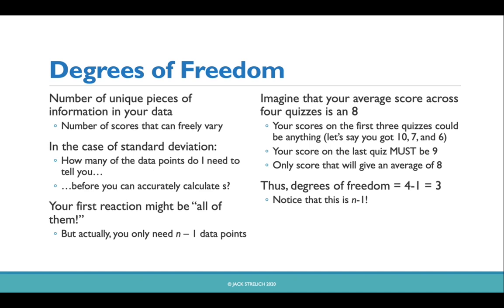As an example, imagine that your average score across 4 quizzes is an 8. Your scores on the first 3 quizzes could be absolutely anything. Let's say that you got a 10, a 7, and a 6. However, in this case, your score on the last quiz must be a 9, because this is the only score that will give you an average of 8. Thus, in this example, your degrees of freedom are 4 minus 1, which is 3, and notice that this is n-1.